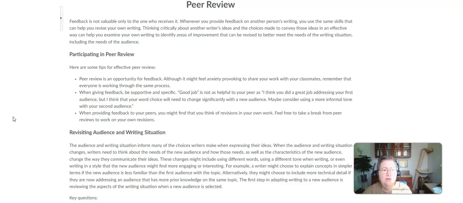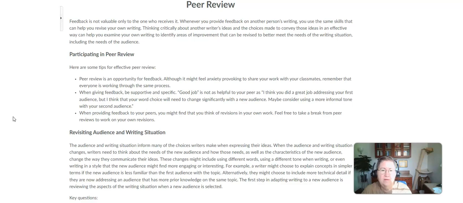Participate in peer review. Here are some tips for effective peer review. Peer review is an opportunity for feedback. For a lot of people, it's anxiety provoking because it's uncomfortable to share your work with the rest of the class. And that's a given. Most people do feel anxious about it. It's difficult to know that other people are going to read it and that they're going to comment on it.